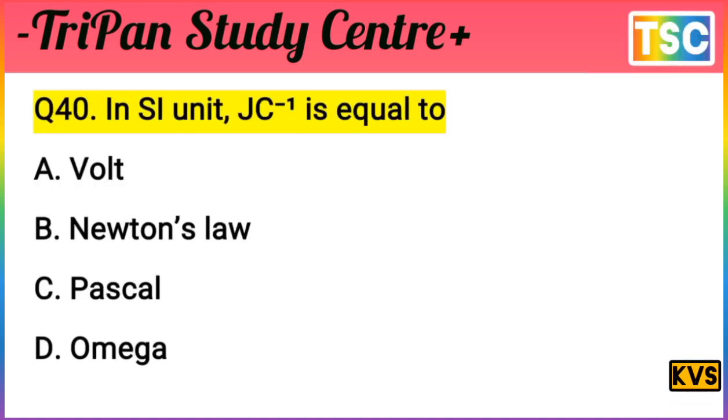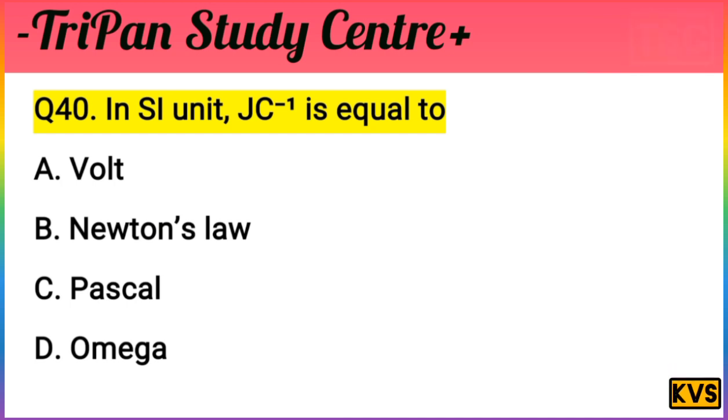Next question on your screen. In SI units, joule coulomb to the power minus 1 (J C^-1) is equal to: A. volt, B. Newton's law, C. Pascal, D. ohm. That's an important question for the exam.